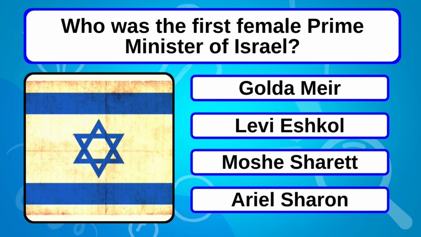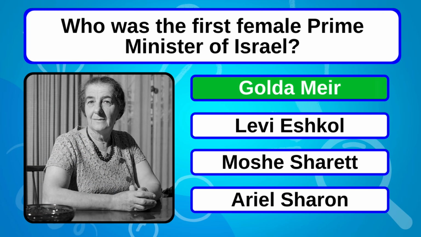Question 22. Who was the first female Prime Minister of Israel? Golda Meir, Levi Eshkol, Moshe Sharet, or Ariel Sharon? Golda Meir.